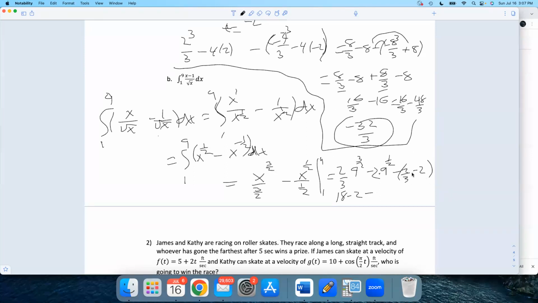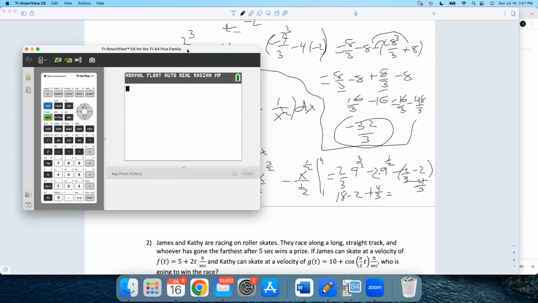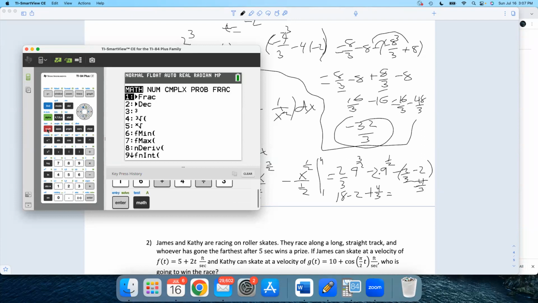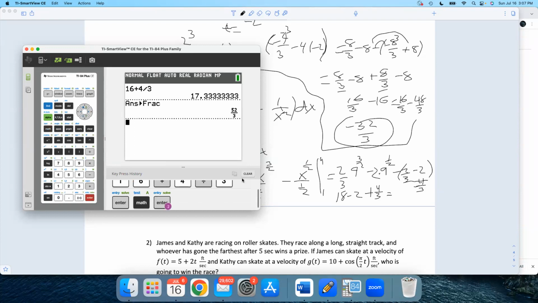Minus 2/3 minus 2, that'll be 2/3 minus 6/3. So this whole thing is negative 4/3. So I'll have minus, minus, I'll have plus 4/3. So that's 16 plus 4/3. Remember, I can do all this in my calculator too. So just to do that, 16 plus 4/3. And then if I want to turn that back into a fraction, I can hit math, into fraction, so I hit enter, and then enter again, 52/3.